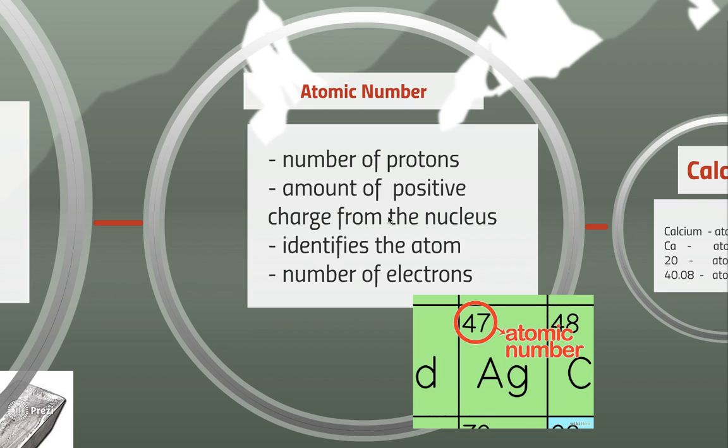Now, the atomic number can be in different places. For different periodic tables, different publishers might put the atomic number in different places. Some might put it at the top of the box, some put it at the bottom, some put it in the middle. But usually the largest number in the box is going to be the atomic number. In this piece of a periodic table, the atomic number for silver is 47, and that number is located in the top left-hand corner of the box, whereas on the periodic table that you have, it's in the top right-hand corner.